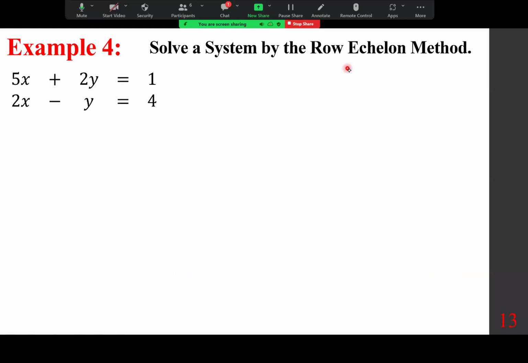Ultimately, you can use a calculator, but I want you to see how we can set this up and move on. We can do this by hand if we have a system which is involved, meaning many variables and many equations. It makes it easier with the computer or a calculator. So first and foremost, let us write the augmented matrix here, which makes it 5, 2, 1, 2, -1, 4.